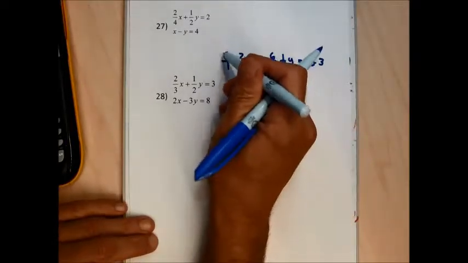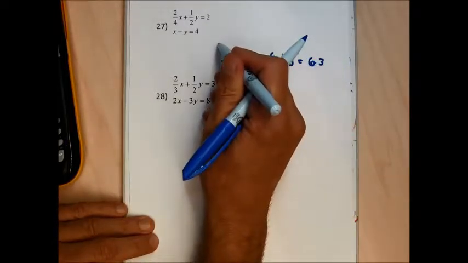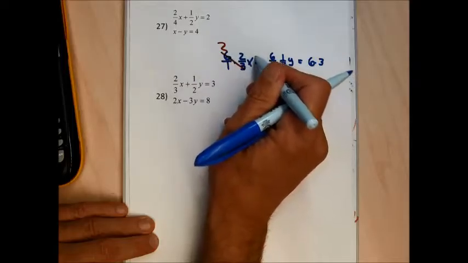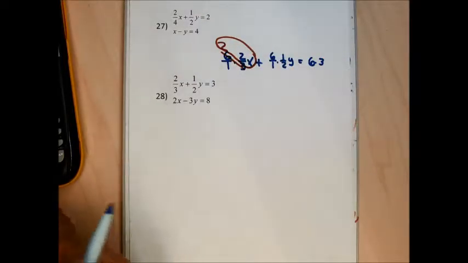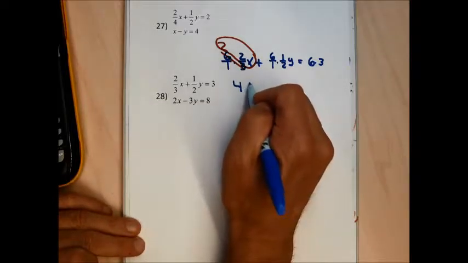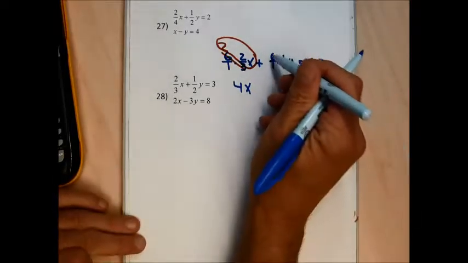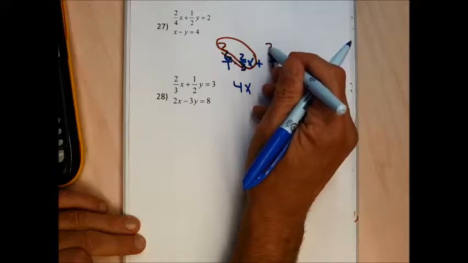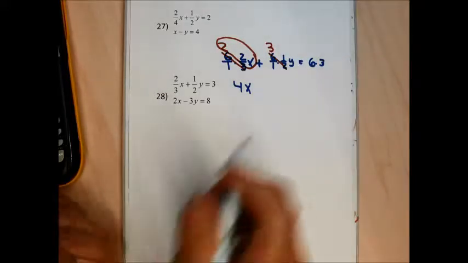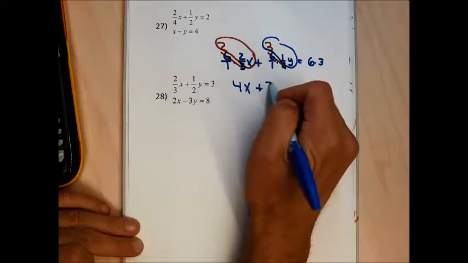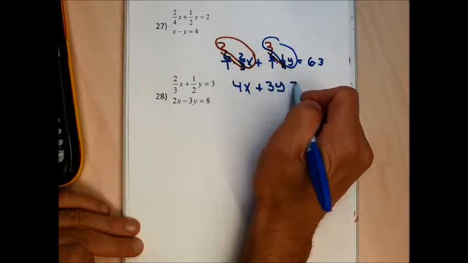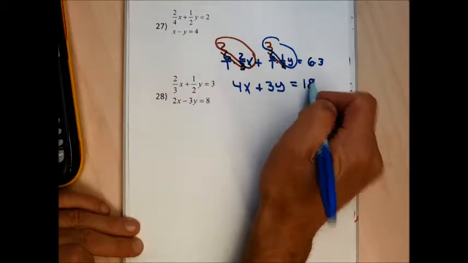I'm going to cancel this 6 with this 3. The 6 is going to become a 2. The fractions are going to be gone. I'm left with 2 times 2 times x, which I'm going to write as 4x. Next canceling, I'm going to cancel the 6 with a 2 and get a 3. Fractions are gone. I'm left with 3 times 1 times y, which I'm going to write as 3y. And to the right of the equal sign, I'm going to write an 18.